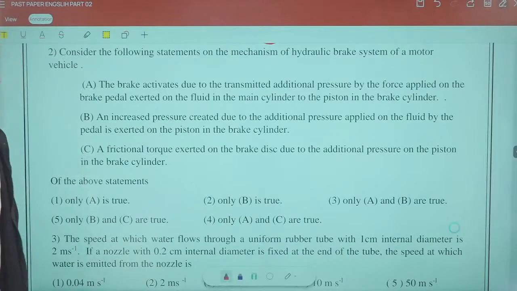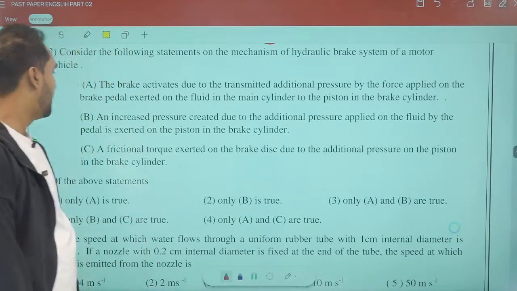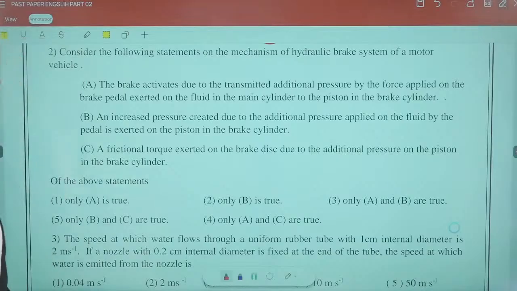B. An increased pressure created due to the additional pressure applied on the fluid by the pedal is exerted on the pistons in the brake cylinder. Okay. C. A frictional torque exerted on the brake disc due to the additional pressure on the piston in the brake cylinder. So they seem to be all correct, right?